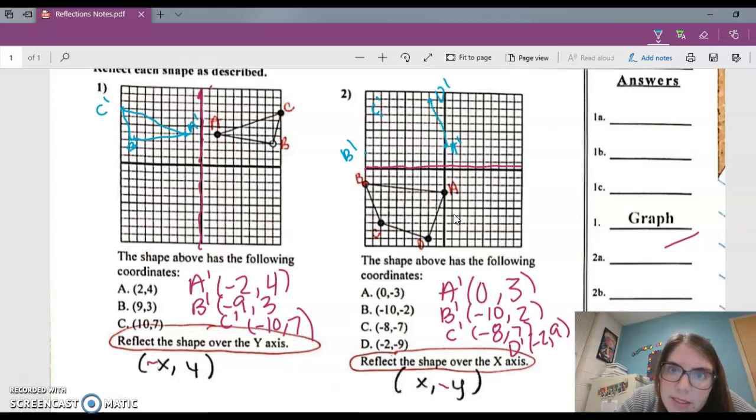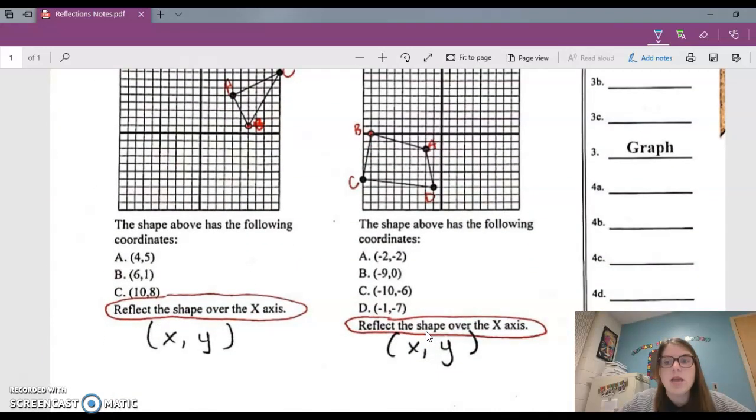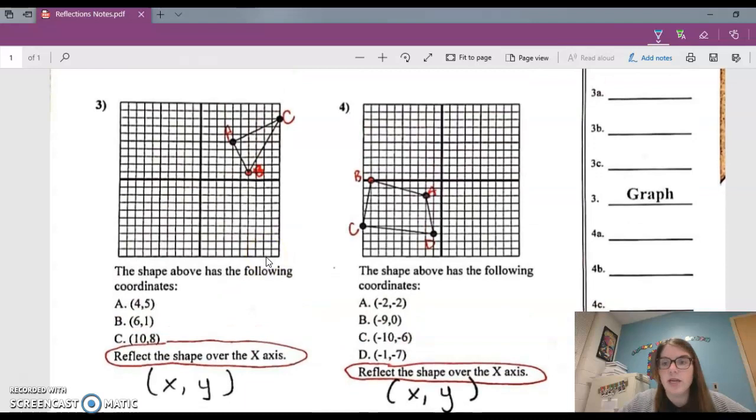And again, please use a ruler to connect your dots. I don't have a ruler on this computer, so I cannot do that. And always make sure you're labeling your points. Fancy dancy. All right, so why don't you go ahead and pause the video and try number 3, and then unpause it, and I'll walk you through it and you can see if you got it right.